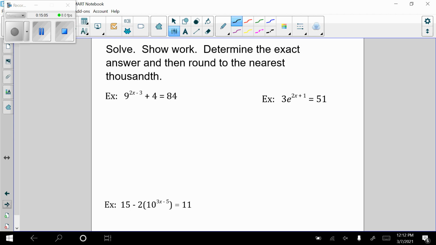All right, so let's solve a few. Okay, so we're going to determine the exact answer and we're going to round to the nearest thousandth. When you're solving an exponential, you need to isolate the exponential part and then change to a log. So I'm going to subtract 4.